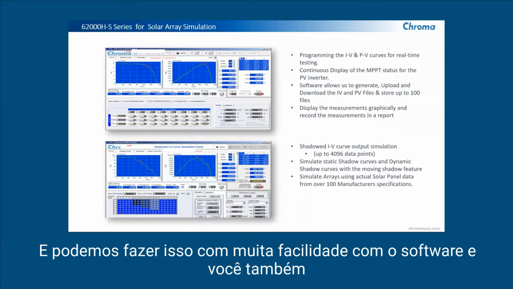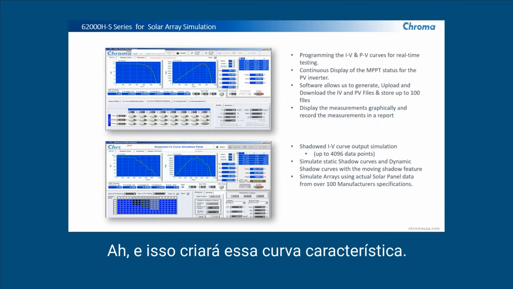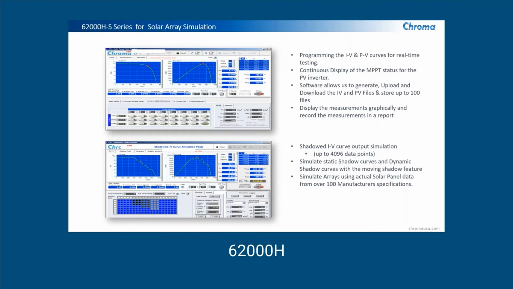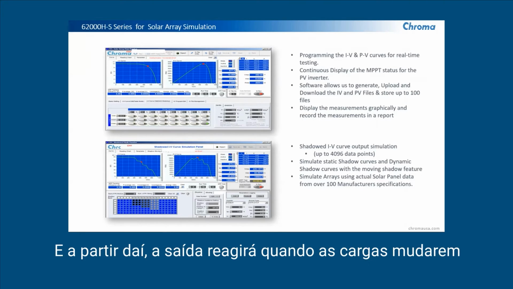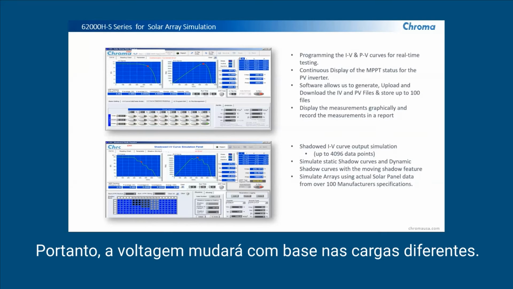And we can do that very easily with the software, and also you have the ability to go in and change it very quickly by just selecting different power levels, and it will create that characteristic curve. Once you've done that, we load it into the memory internal to the actual 62000H power supplies, and from there the output will then react when loads change directly as you see it on that curve. So the voltage will change based on the different load.